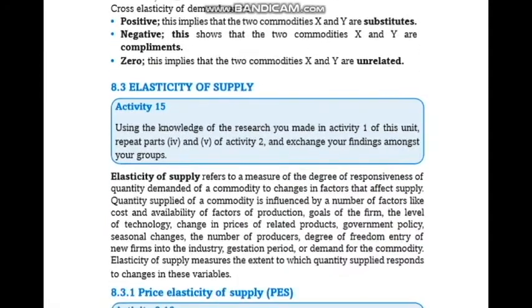Cross elasticity of demand can be positive. Kuvuga ngo cross elasticity nayo ushobora guhikora ugasanga igisubizo kiri positive. Iyo ngicyo gihita kiguhereza yuko commodities X and Y ziri substitutes, zihuje same purpose. Igihe uzasanga rero ziri negative cyangwa se igisubizo kiri negative, icyo gizatuma kigaragaza commodity X and Y zo gukora ziri complement, zishobora gukoreshwa hamwe. Igihe uzasanga igisubizo ari 0, this implies that the commodities X and Y ziri unrelated. Uzasanga yuko X and Y zidahuye, zidafitanye isano.